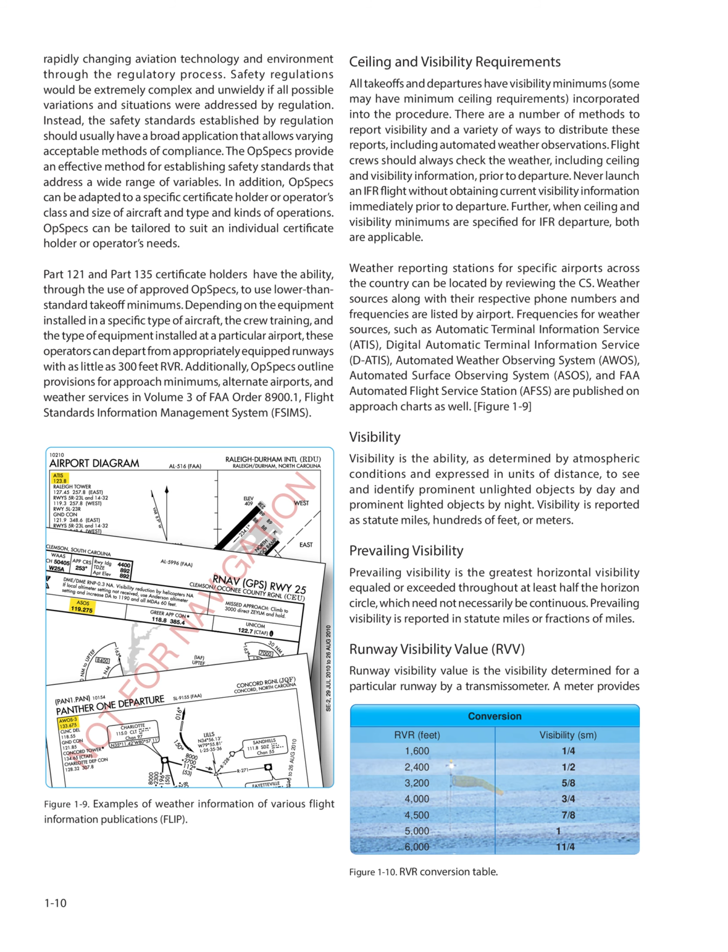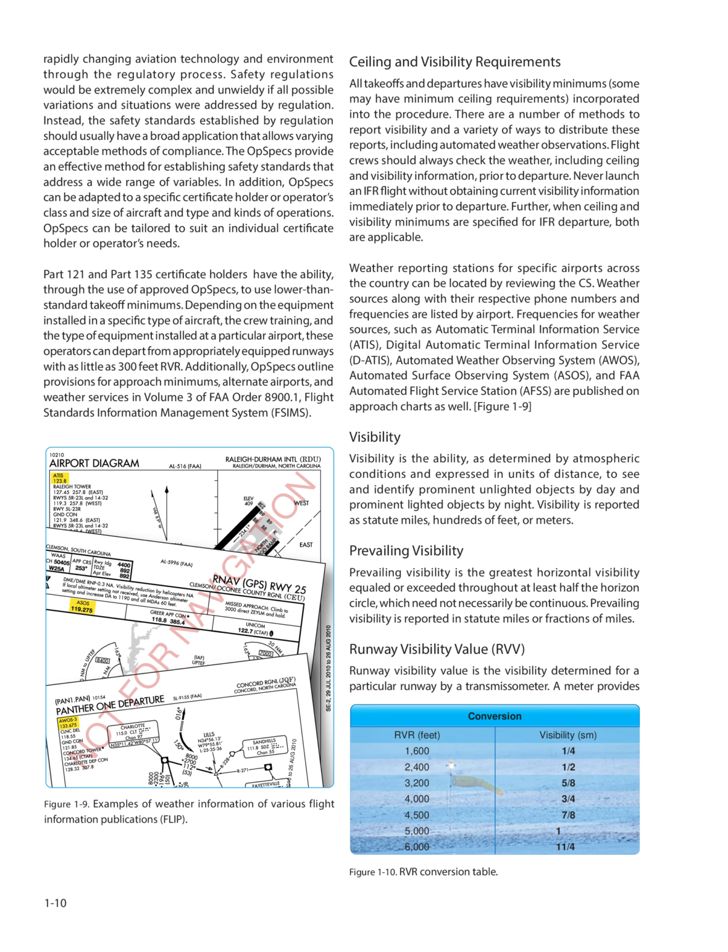Weather reporting stations for specific airports across the country can be located by reviewing the CS. Weather sources along with their respective phone numbers and frequencies are listed by airport. Frequencies for weather sources, such as Automatic Terminal Information Service, ATIS, Digital Automatic Terminal Information Service, DATIS, Automated Weather Observing System, AWOS, Automated Surface Observing System, ASOS, and FAA Automated Flight Service Station, AFSS, are published on approach charts as well.